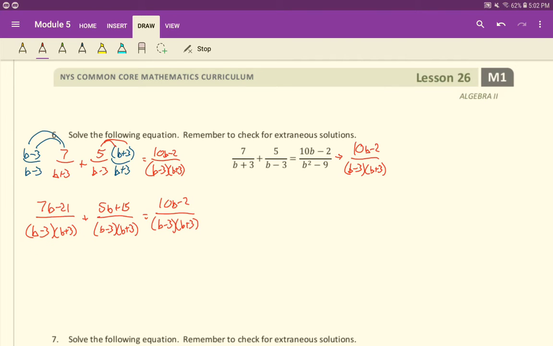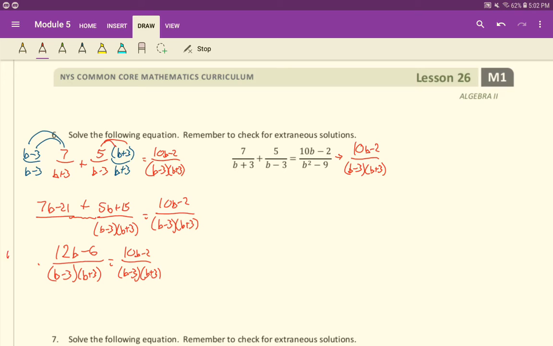In fact, let's go ahead and just combine these numerators together since they have the same denominator. So we'll just do this, and then this, and add them up. Okay, like so. All right, now combine like terms. So it's going to be 7b plus 5b is going to be 12b, and then minus 21 and plus 15, excuse me, is minus 6 over b minus 3 times b plus 3. And that's equal to 10b minus 2 over b minus 3 times b plus 3.